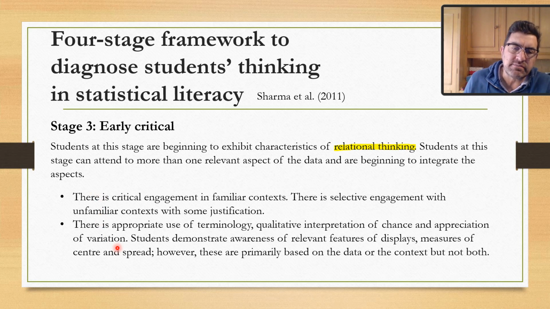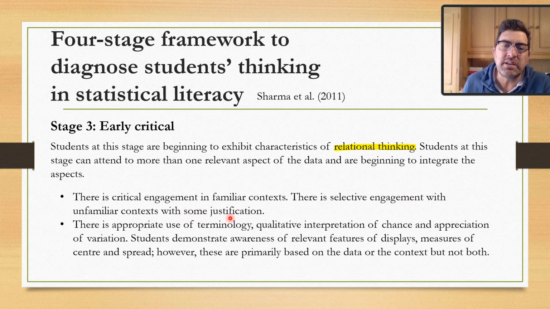What happens? There's a critical engagement in familiar contexts. So they can critically think about things in contexts that they are familiar with. There is selective engagement with unfamiliar context, with some form of justification at the early critical.